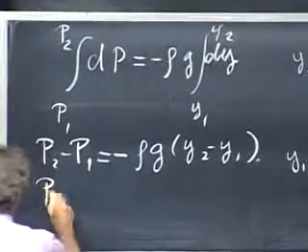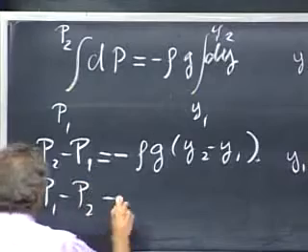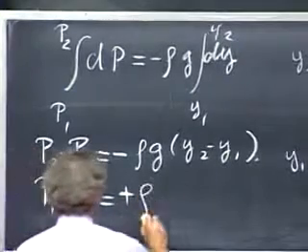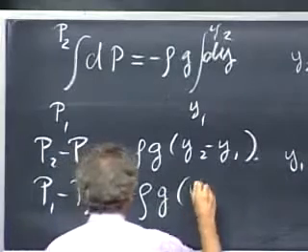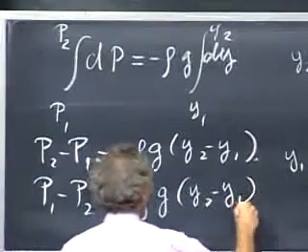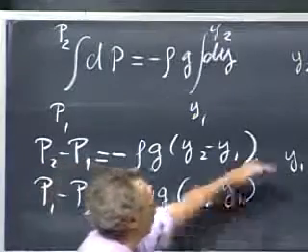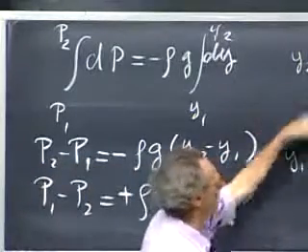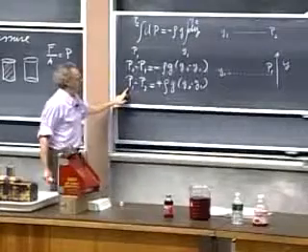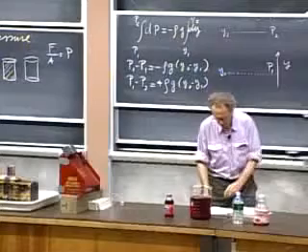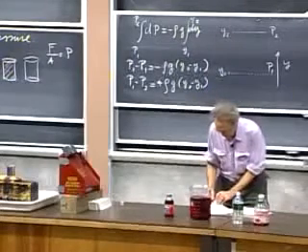I prefer to write it slightly differently, but it's the same thing. I write a plus sign here, so I switch these around: rho g times Y2 minus Y1. So what it means is I see immediately that if Y2 minus Y1 is positive, this is higher than this, that the pressure at P1 is larger than the pressure at P2. But of course they are completely identical. So this is the hydrostatic pressure.